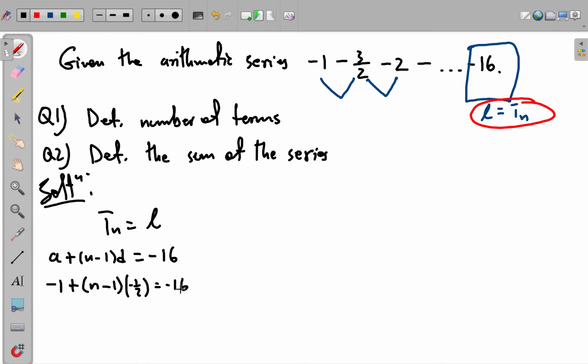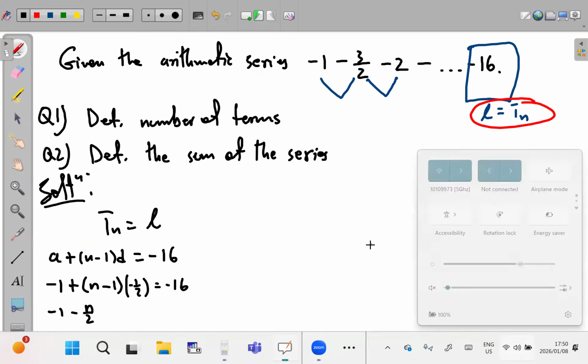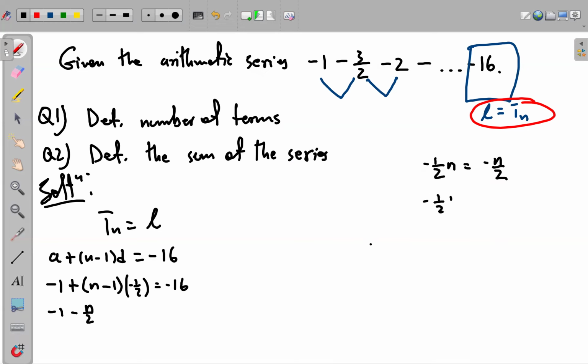So there are two ways to do this. Of course, the typical one is to FOIL, or rather, distribute. If I distribute here, the -1/2 times n will be -1/2 n, or if you like, -n over 2. So please beware that -1/2 n is the same as -n over 2. Why? Because we see n as n over 1. When you multiply fractions, you multiply numerator by numerator and denominator by denominator. So that's basically it.